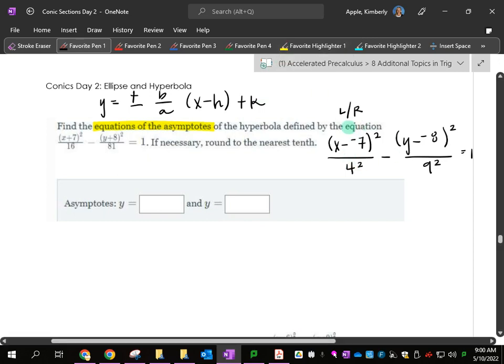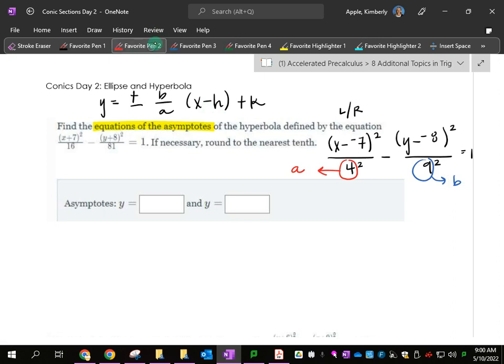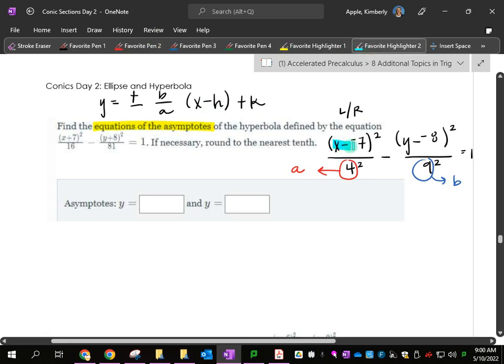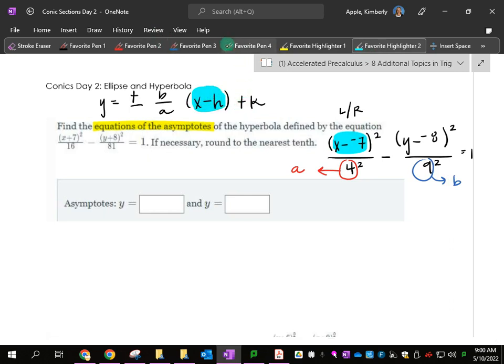Well, let's go over here and find these things. So what is a? 4. Remember, in the ellipse, A is larger. In the hyperbola, A is first. What's B? 9. Right? X minus H is just this right here. And then what's K?